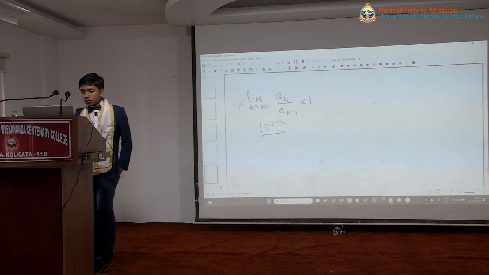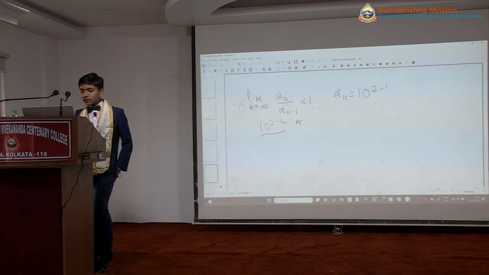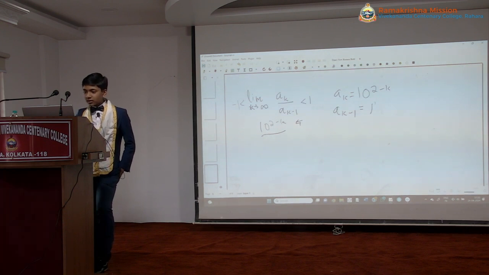So, what is a of k for this sequence? Come on, it's right there on the board. Just say it out loud. What is a of k? Yes, it's 10 to the 2 minus k. So what is then a of k minus 1? It's not 10 to the... Yes, thank you.